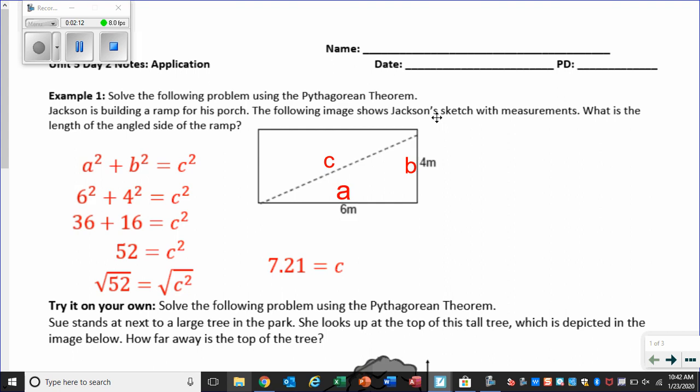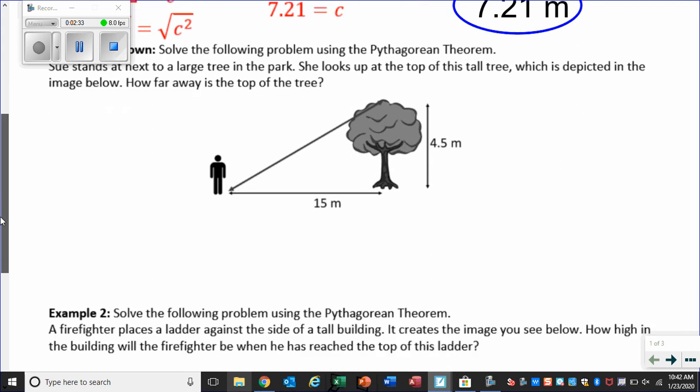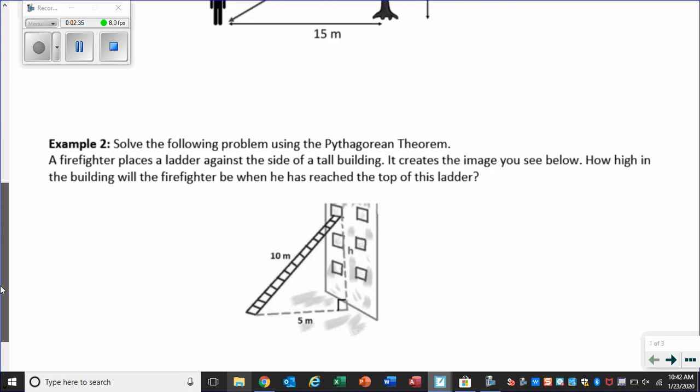So to answer the question, what is the length of the angled side of the ramp? The answer is 7.21 meters. Okay, and I made sure I used the units that they used here. Okay, so now you guys are going to try this one on your own. Okay, so example 2.